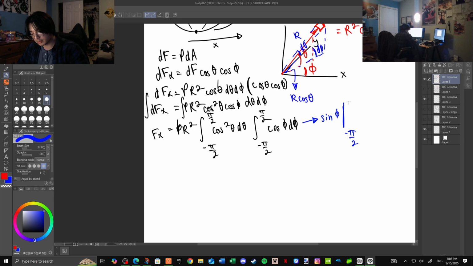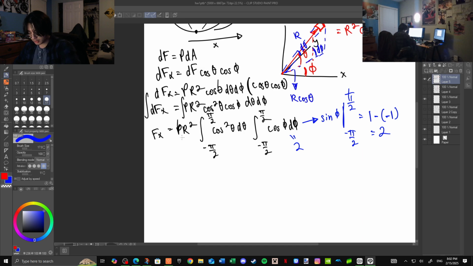We use the same bounds for this equation as well. Plugging those values in, sine pi over 2 is just 1, minus sine negative pi over 2, which is negative 1. That'll be 2. So this entire integral is equal to 2. Now we need to find the integral of this.